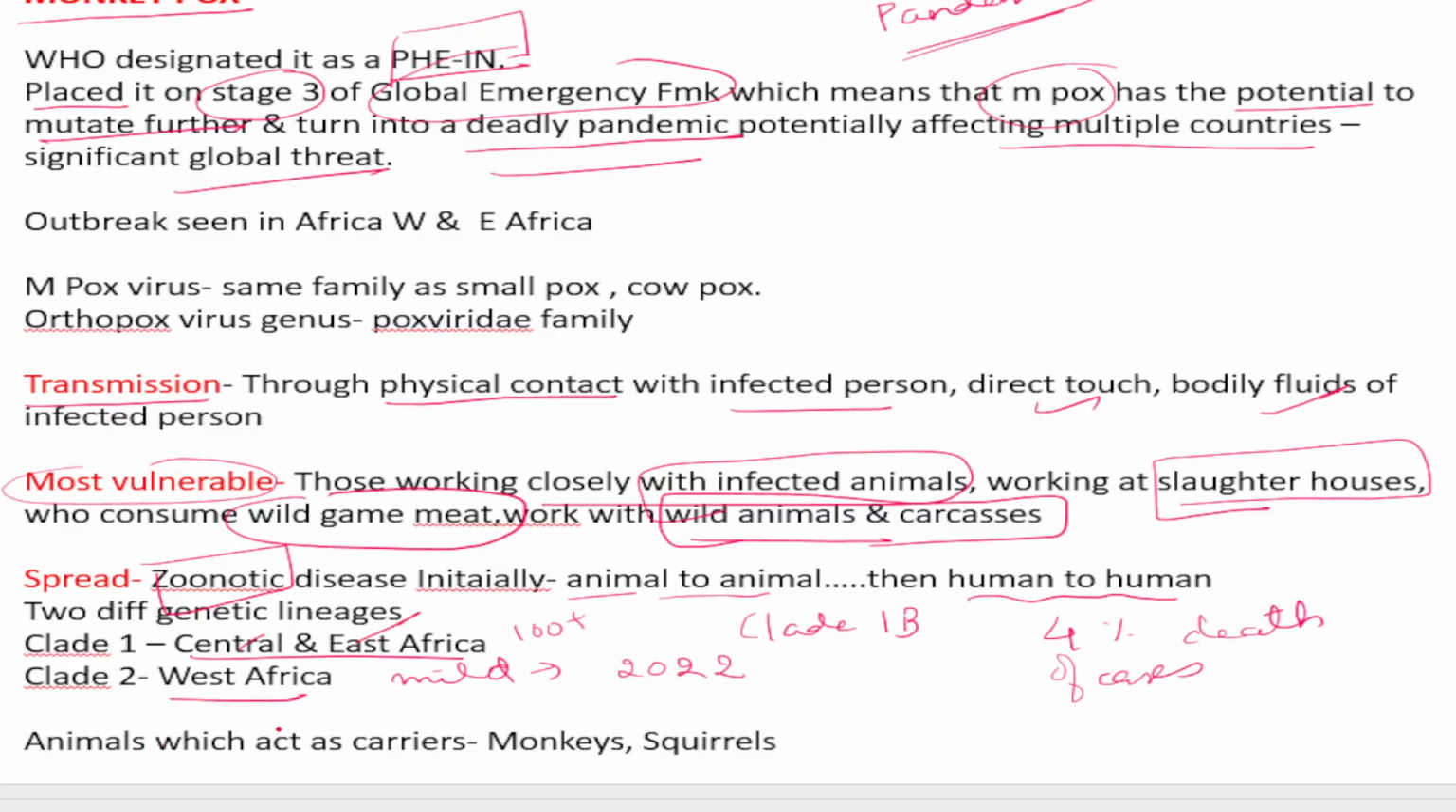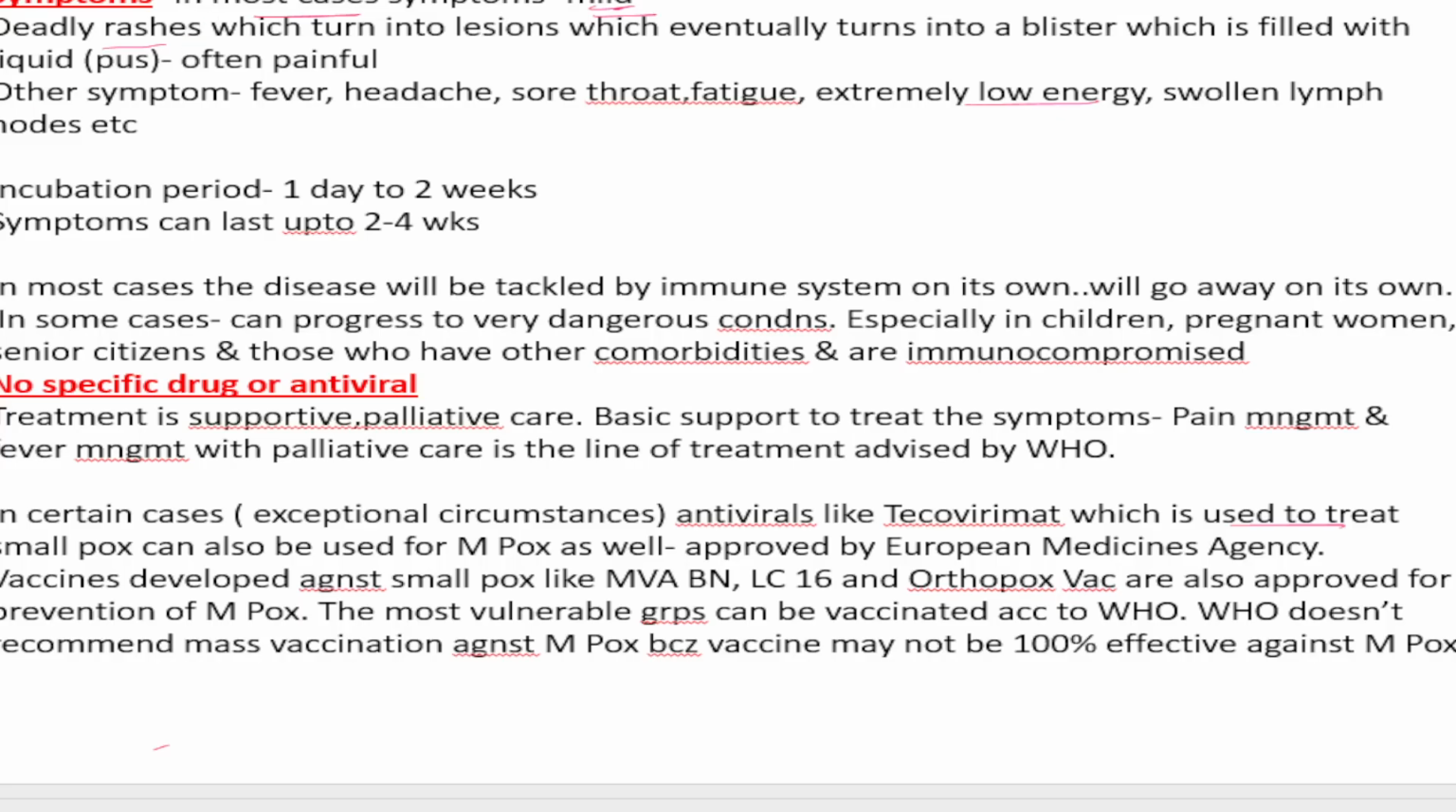Now, which are the animals which act as carriers of monkeypox? These are monkeys and squirrels. So since monkeys act as carriers, it is called monkeypox. What are the symptoms? In most cases, the symptoms are mild, and there are rashes on the body which turn into lesions, and eventually into a blister filled with liquid, that is pus, and it is often very painful and itchy.